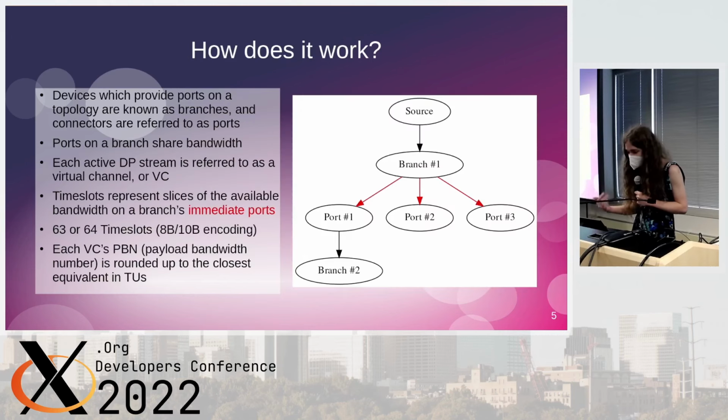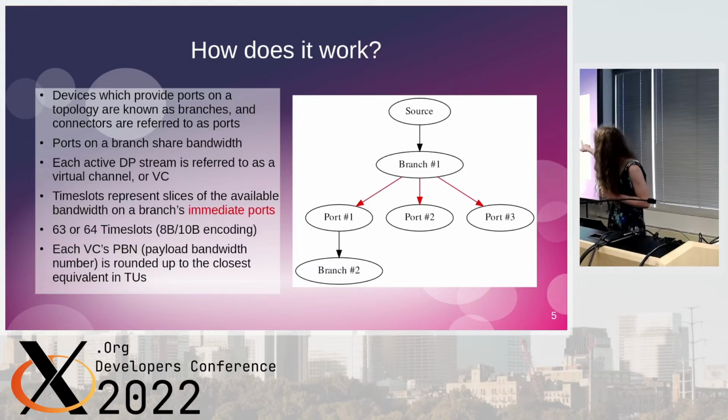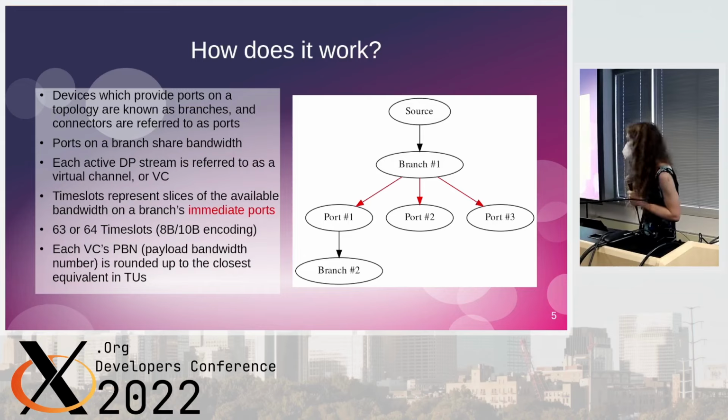So how does it work? Devices which provide ports on the topology are known as branches, and the actual connectors on those are known as ports, of course. Ports on the same branch share bandwidth. So that's what I'm kind of talking about here with the little red lines there. Essentially, we have something in the protocol known as a time slot, or a time unit. And what that basically is, you're taking the amount of available bandwidth and you're splitting it into chunks in order to assign to each different stream that you want to have.